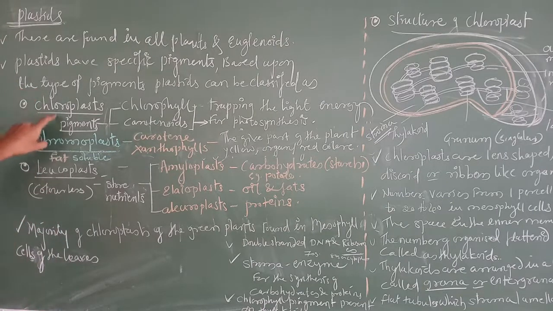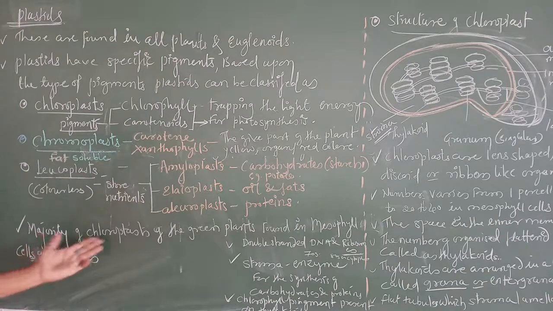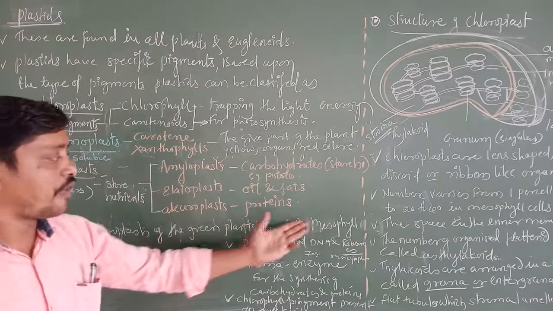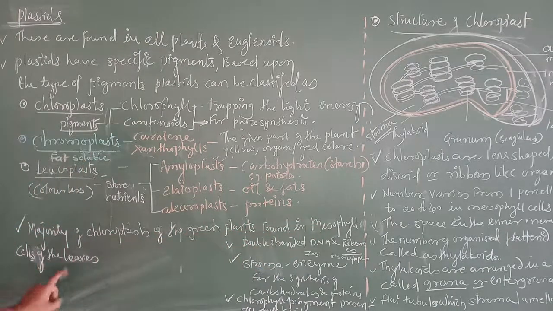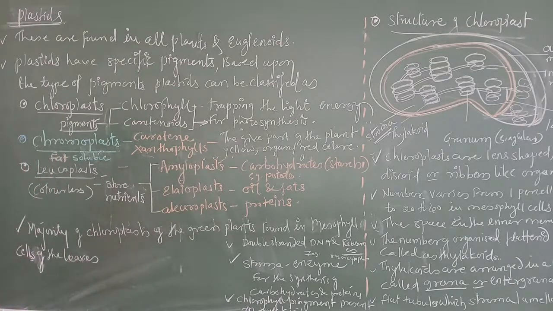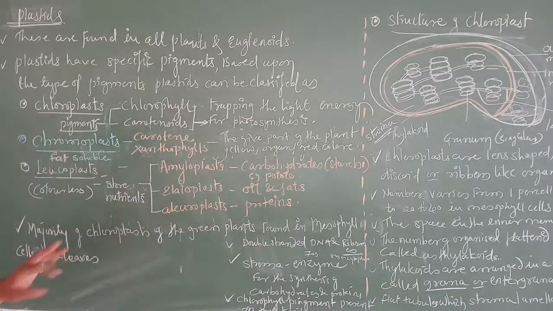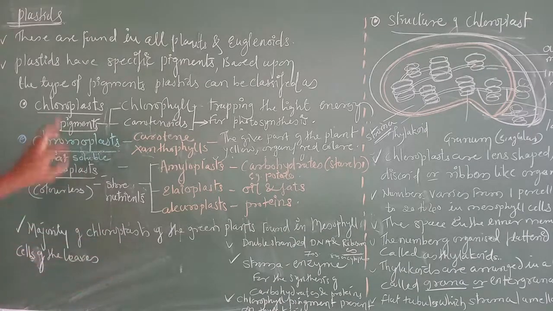The chloroplasts are present in all the green plants, but in which part of the green plant are they present? The majority of the chloroplasts of the green plants are found in the mesophyll cells of the leaves. Which cells of the leaves? Mesophyll cells of the leaves. This is also very important for a 1 mark question. So this is the first point regarding the chloroplast.